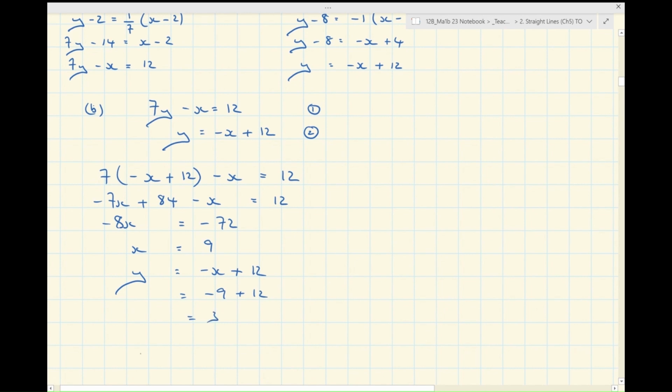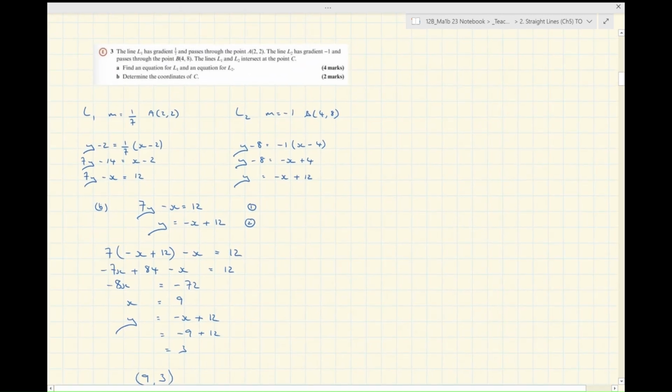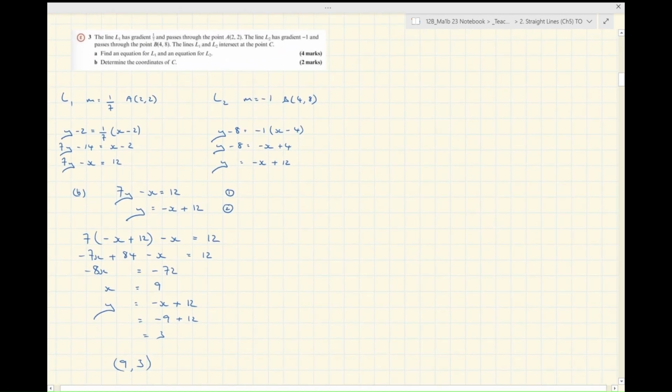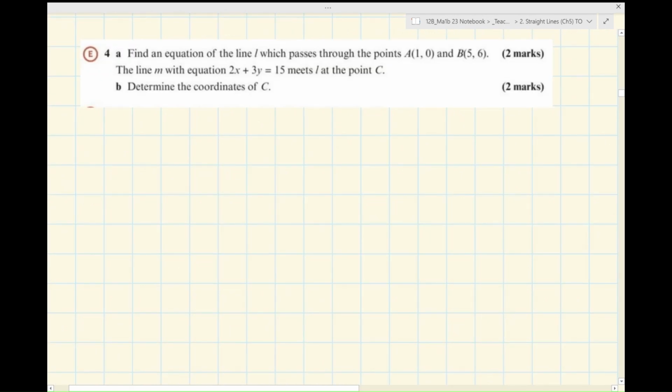So my point of intersection is the point (9, 3). And that is question 3 sorted out. Question 4. Now for part A, I need to find the equation of a line which goes through point A and point B.